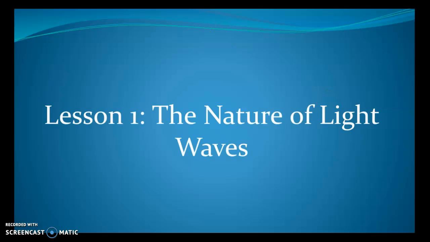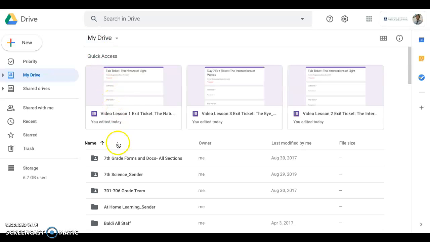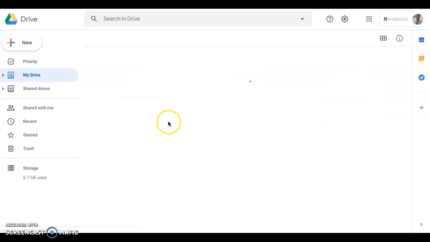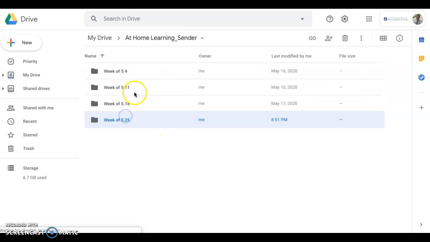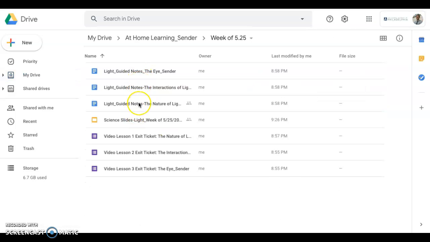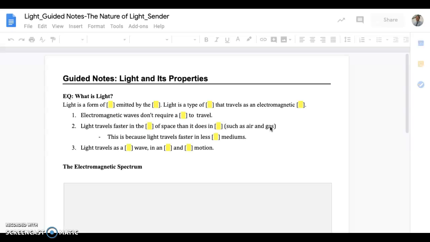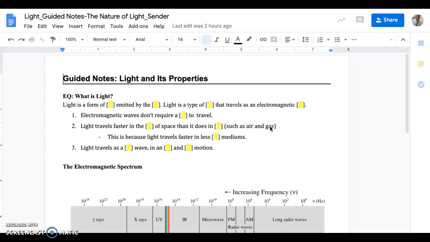Please do have your notes out. That'll be your guided notes from lesson 1, which are posted to this assignment, the nature of light. You notice there's only one page this time. I'm going to try and keep these to shorter lessons and shorter guided notes this week.